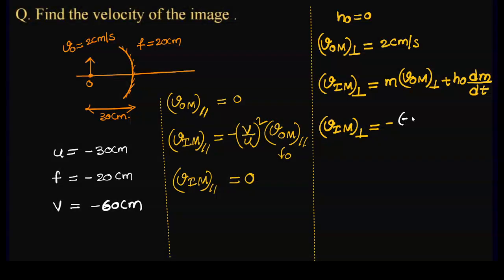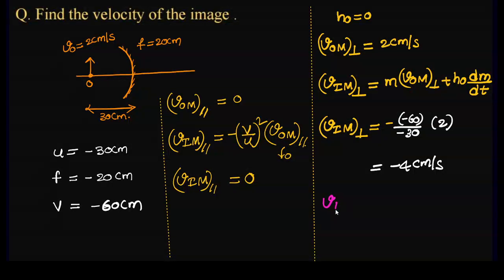So this value: minus 60 by minus 30, into this one, which is equal to 2. So we'll get what, tell me now? Which is equal to minus 4 centimeters per second. Here there is no parallel velocity, right?